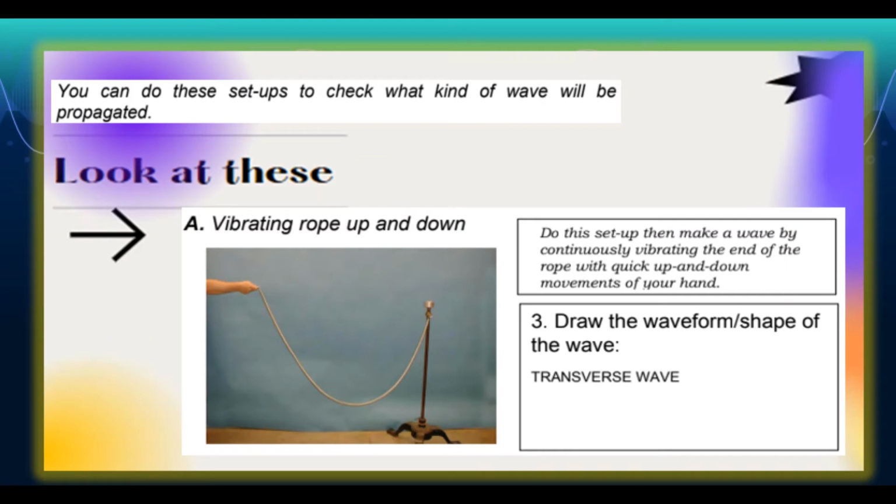You can do these setups to check what kind of wave will be propagated. Do this setup, then make a wave by continuously vibrating the end of the rope with quick up and down movements of your hand. Then finally, you have to draw the waveform or shape of the wave.